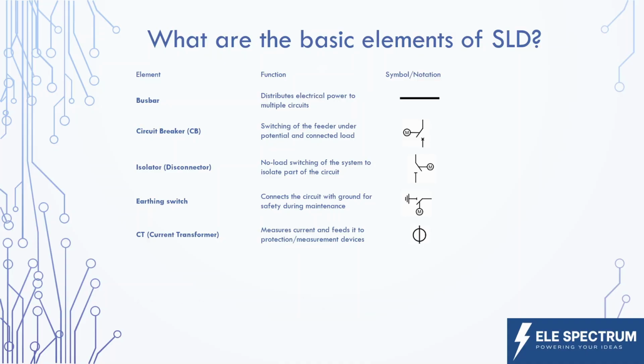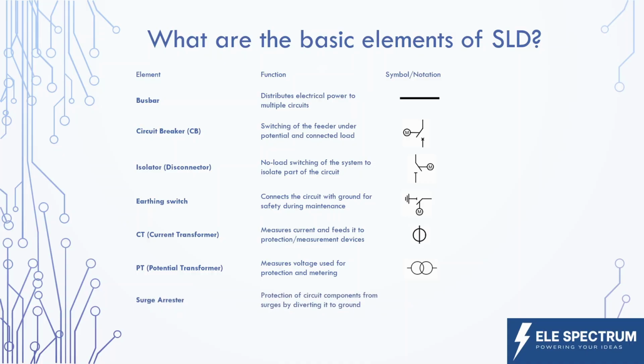Next element is a potential transformer or a voltage transformer. It's similar to a CT, but it is stepping down the voltage, high voltage to low voltage, for the measurement or protection purposes. It is represented as shown here in the symbol.